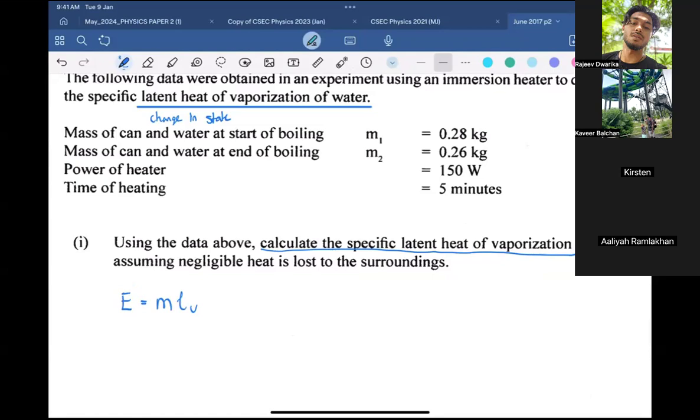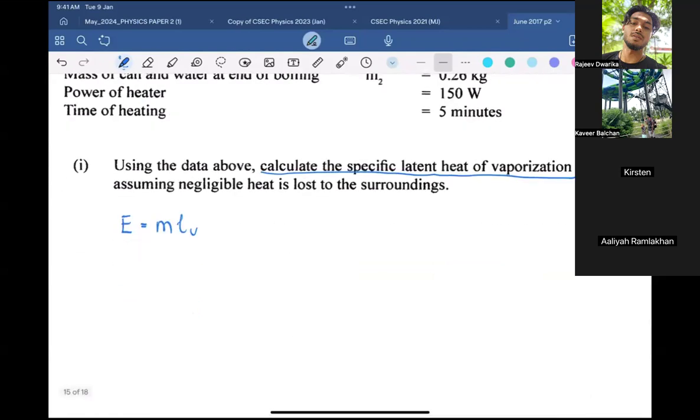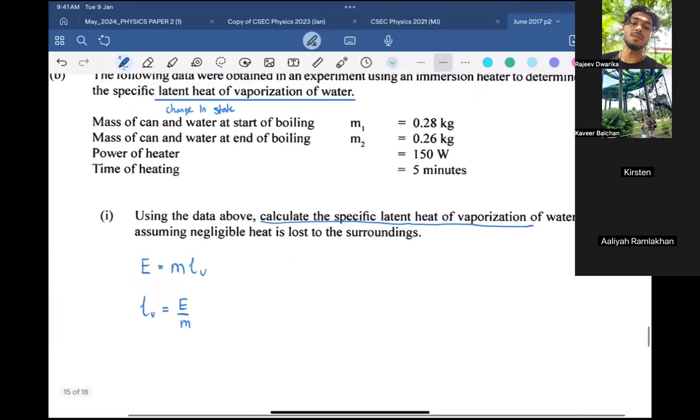So we would have to make LV the subject of the formula. Justin, if I make LV the subject of the formula, what would I have to divide by on both sides? M. So you're going to put E over M. Now there's one problem here. We could figure out the mass, right? Remember what I told you?